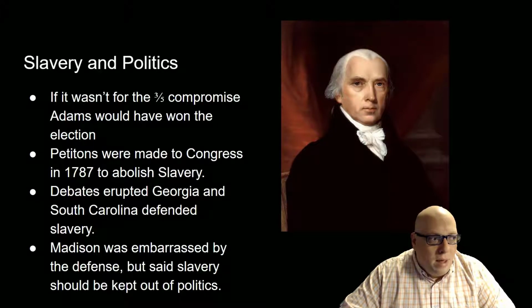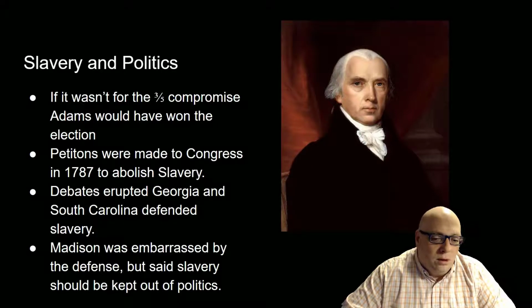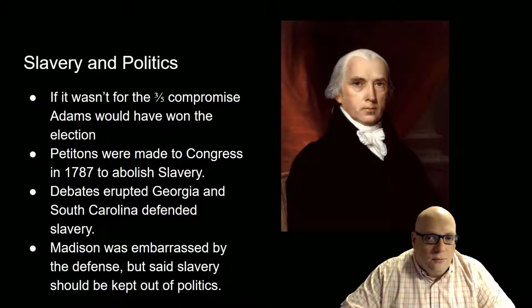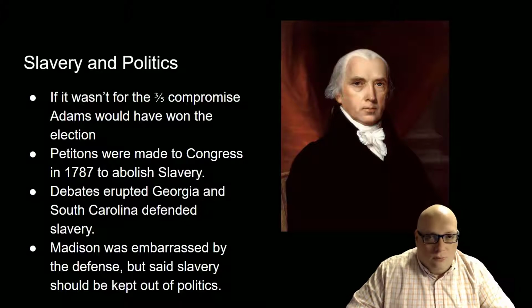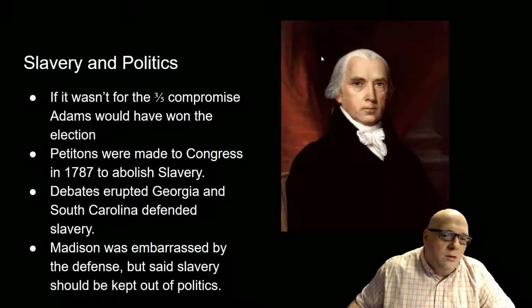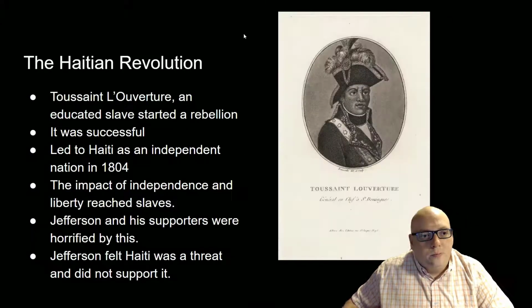And although Madison is a Virginian, he was embarrassed by this defense, because Madison and many others were there during the American Revolution and were embarrassed by this defense of slavery, especially given the ideals of the American Revolution. But he argued that slavery should just be kept out of politics to stop any kind of division, foreshadowing, of course, the future divisions that are going to take place leading up to the Civil War.